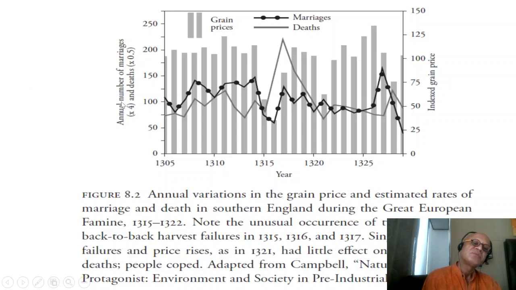So the annual number of marriages times 4 and deaths times 0.5 to fit them onto the scale. The indexed grain price is shown here as well. So grain prices collapsed and then jumped, and you can see these peaks and drops in grain prices, marriages that also went along with this, and deaths increased. And this is all directly driven by climate.